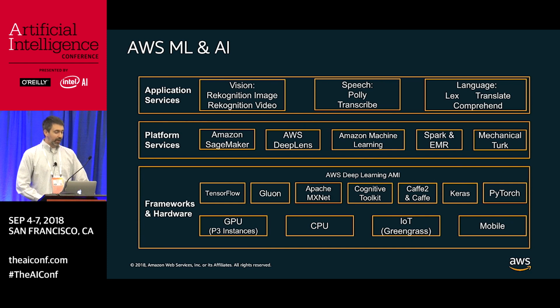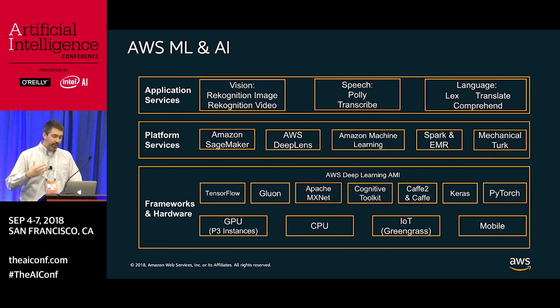And then the last layer that both the application services and the platform sit on top of is really our frameworks and hardware. So when we think about infrastructure, when we think about providing GPU instances, CPU instances, Internet of Things, having a variety of different compute options for you to train and host your models on, that's where that layer comes in.